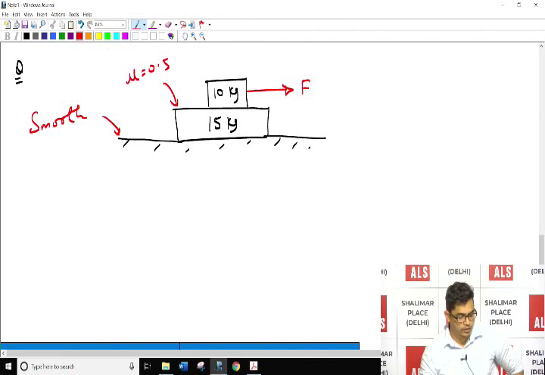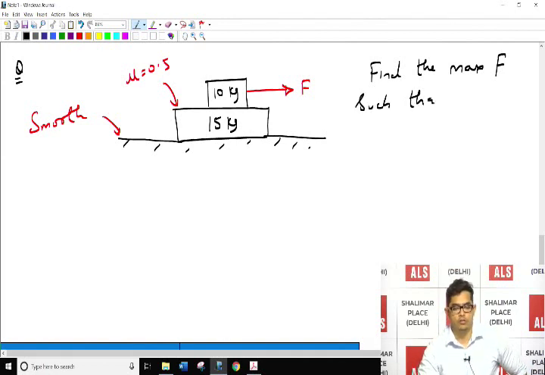Okay. The question is, find the maximum value of F such that both the blocks move together.